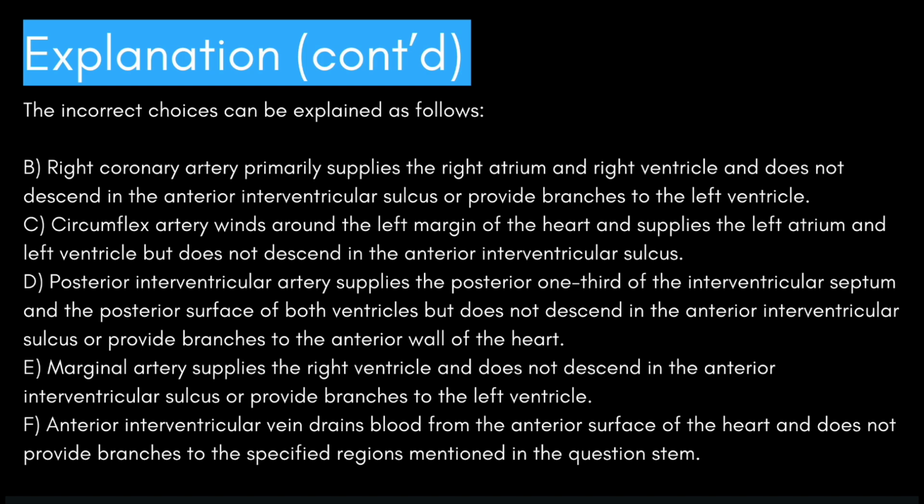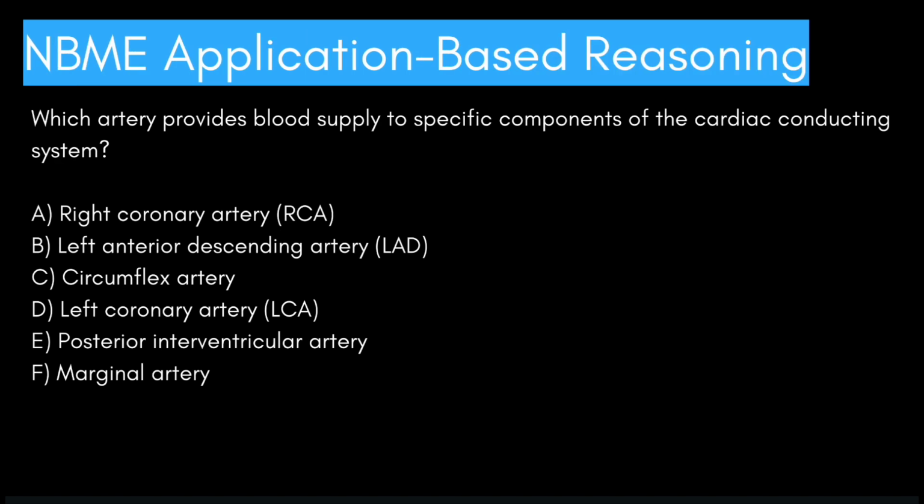The marginal artery supplies the right ventricle and does not descend in the anterior interventricular sulcus or provide branches to the left ventricle. Anterior interventricular vein drains blood from the anterior surface of the heart and does not provide branches to the specified regions mentioned in the question stem. Let's go ahead and move on to the next question.